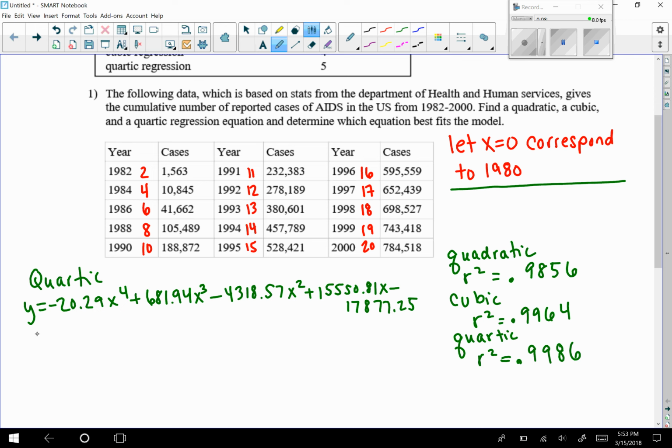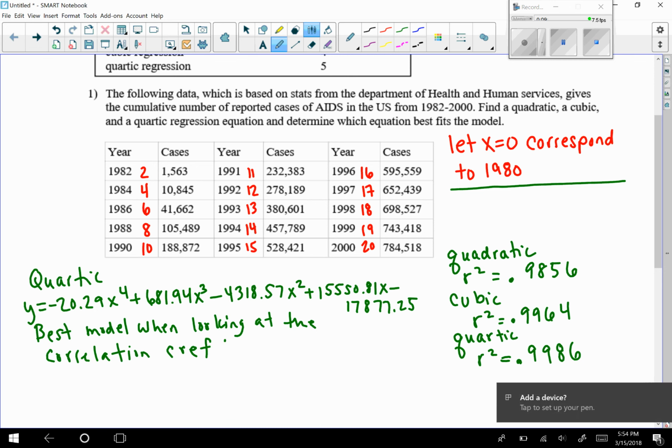So this is our best model when looking at the correlation coefficient, which is your r squared.